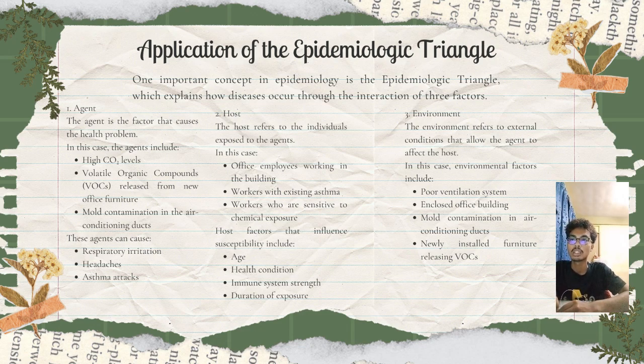Second, host. The host refers to the individuals exposed to the agents. In this case, office employees working in the building, workers with existing asthma, and workers who are sensitive to chemical exposure. Host factors that influence susceptibility include age, health condition, immune system strength, and duration of exposure.